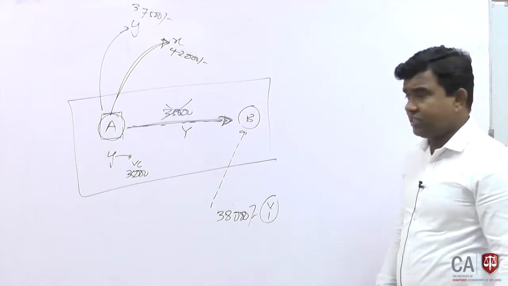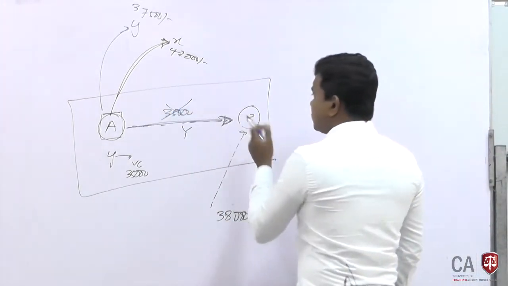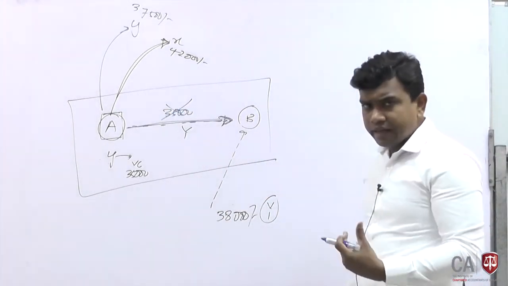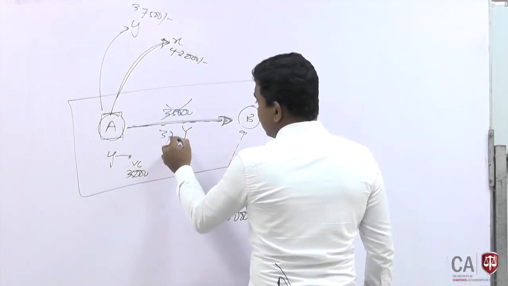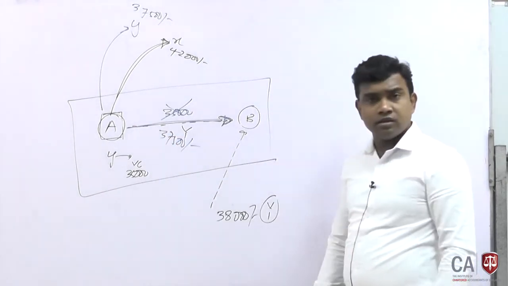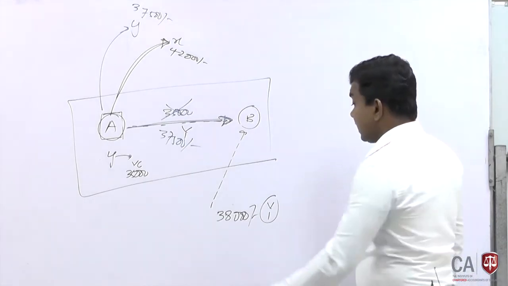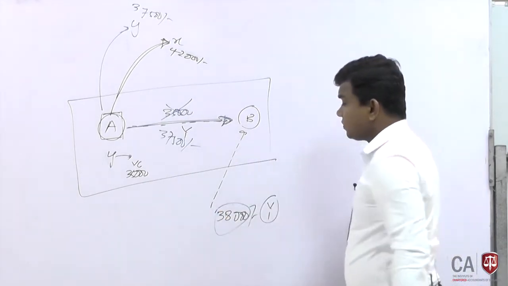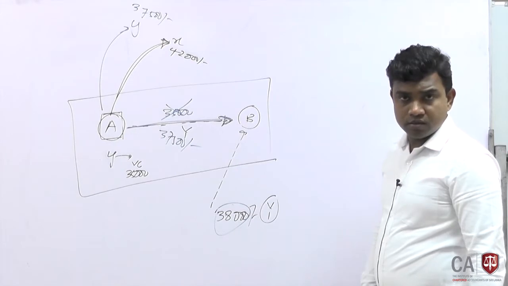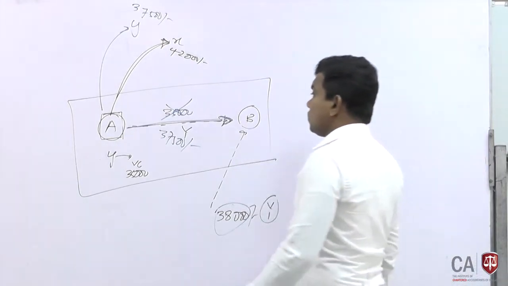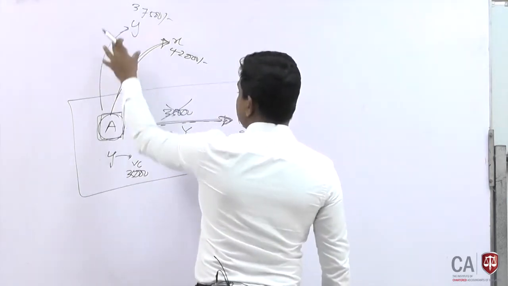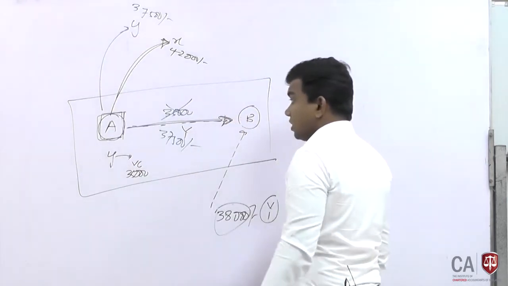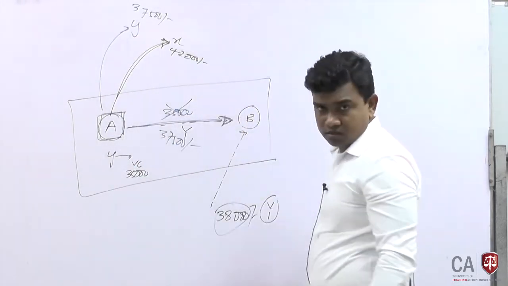In such an opportunity, why would you transfer at 35,000 to B? Therefore, you can charge 37,500 also from B, because it is 38,000 with another supplier. Clear? Therefore, A has a chance to charge the market price of the transferred product when it has an external market.